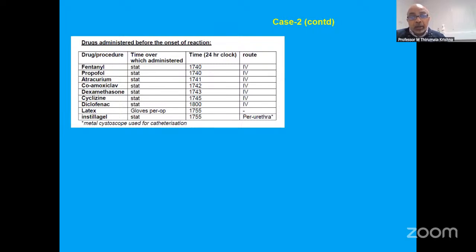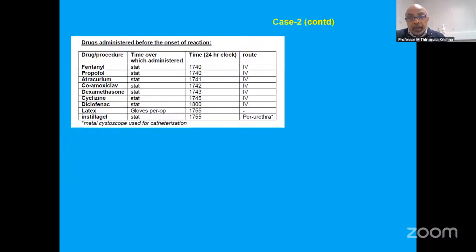But before that, let me tell you what happened at the induction. You can see there are more number of drugs given. They had fentanyl, propofol, atracurium, co-amoxiclav, dexamethasone, cyclizine, diclofenac. They're exposed to latex. And at 1755, they had a urethral catheterization procedure. And Instillagel is used to lubricate the catheter before insertion.